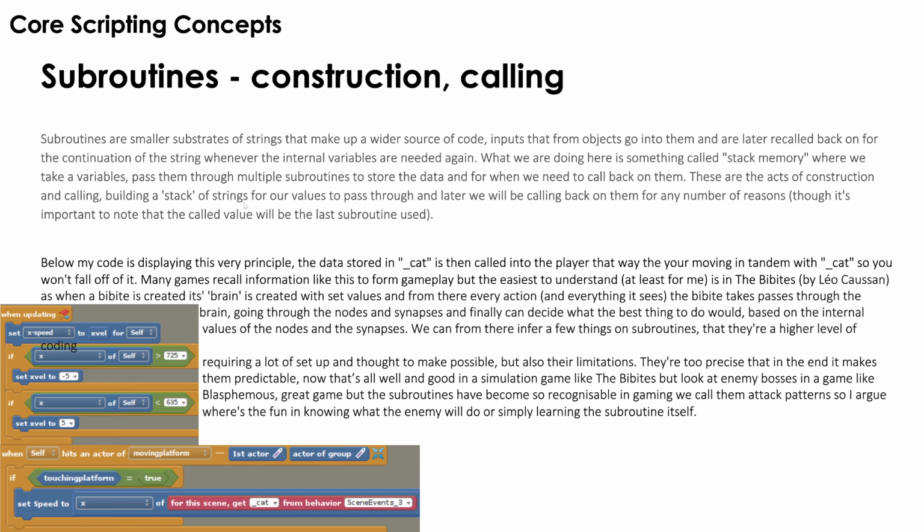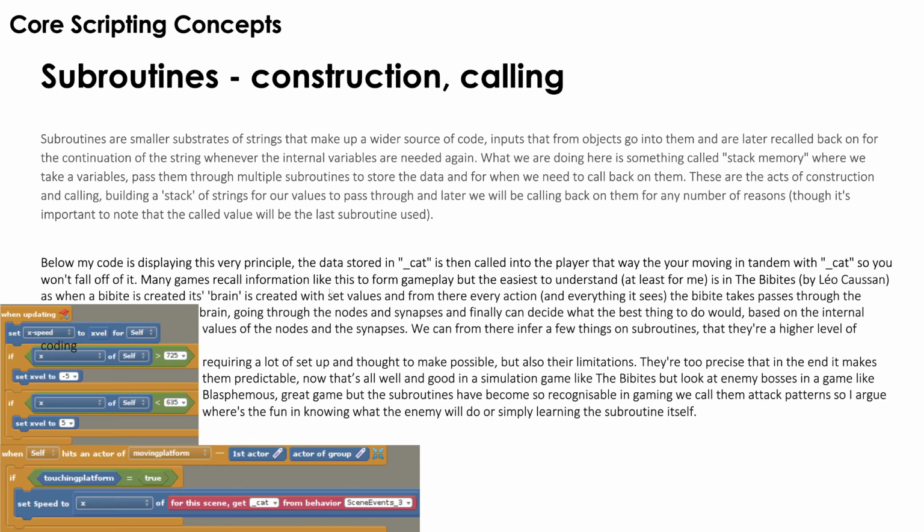Though it's important to note that the called value will be the last one used in the subroutine. Below my code is displaying this very principle. The data stored in cat is then called into the player. That way, you're moving in tandem with cat, so you won't fall off of it.